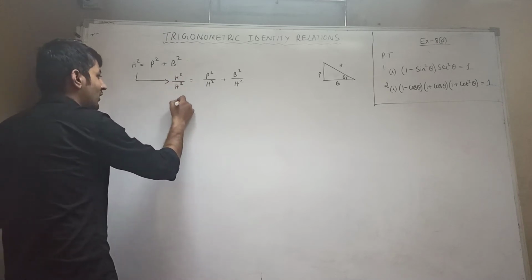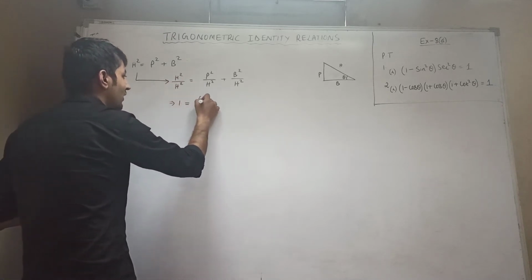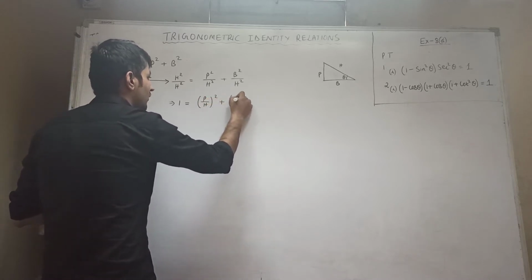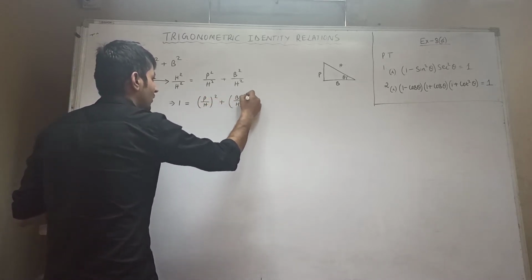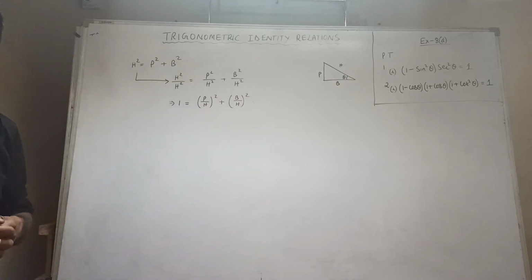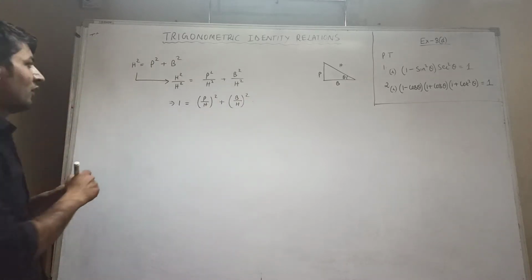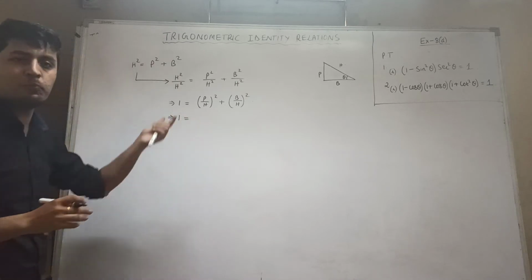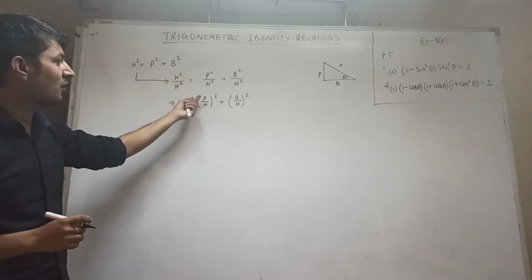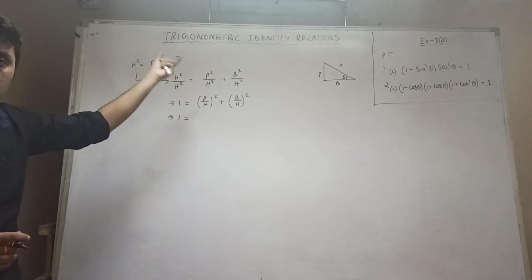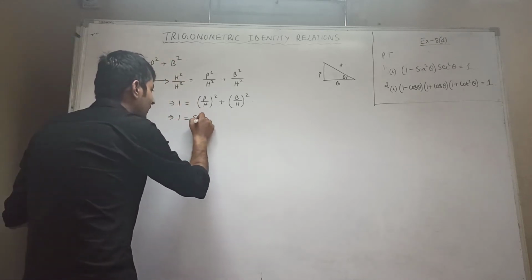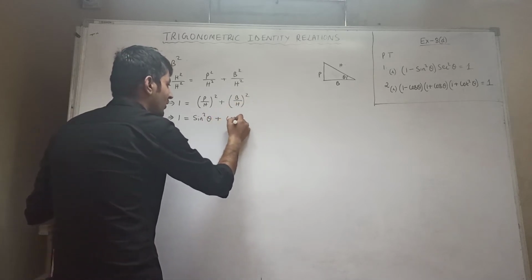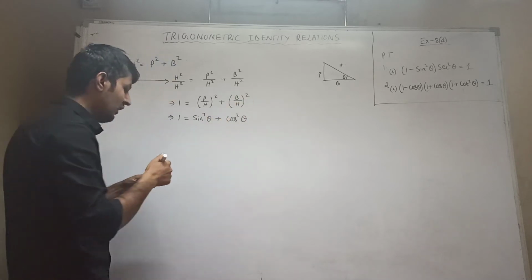So how much did you get? You got 1 equal to p by h whole thing square plus b by h whole thing square. Is it okay? Next line: 1 equal to how much? What is p by h? Perpendicular by hypotenuse, that is your sin theta. So this becomes sin square theta. And what is b by h? Cos theta. So this becomes cos square theta.